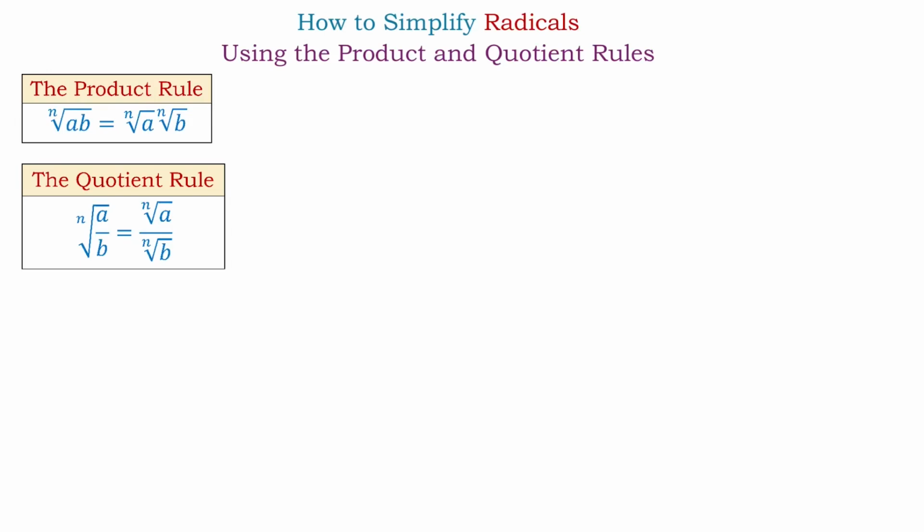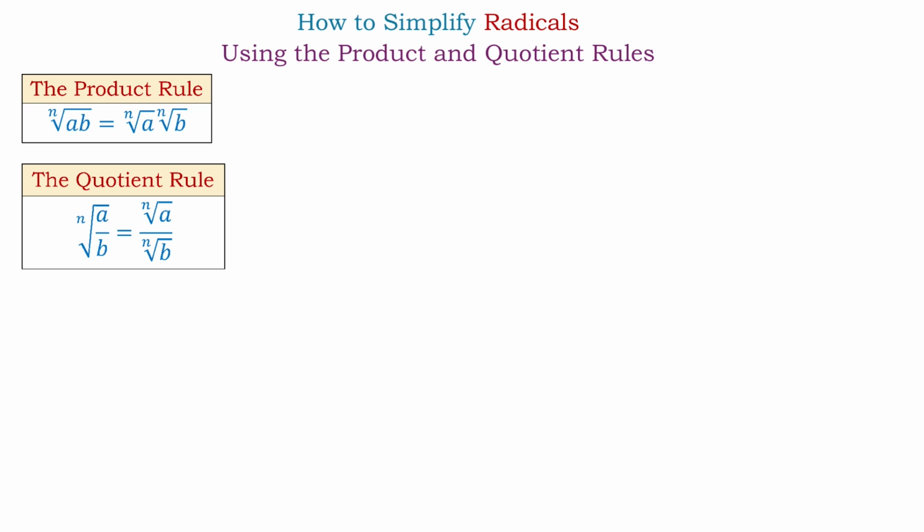Hello! In this video, we will simplify radicals using the product and the quotient rules. The product rule is the nth root of a times b equals the nth root of a times the nth root of b. And the quotient rule is the nth root of a over b equals the nth root of a over the nth root of b.